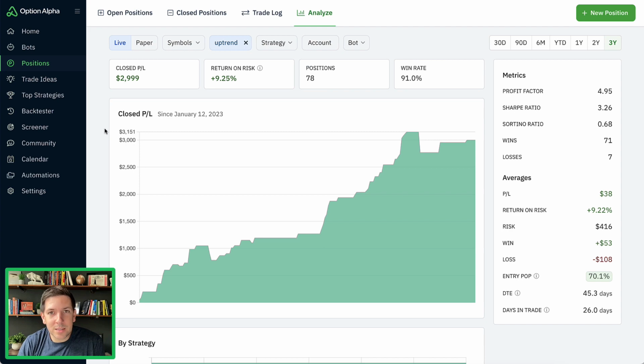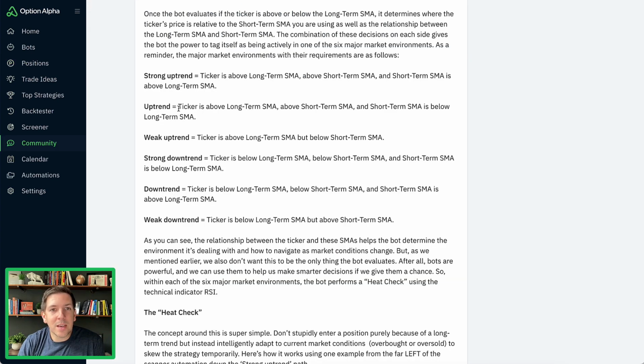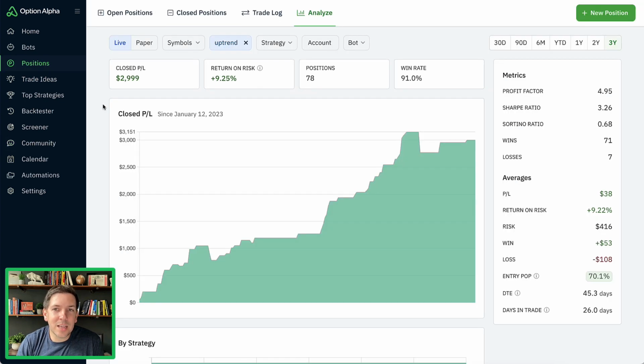Regular uptrend did really nice. Not too many positions in this case for regular uptrend. This is the ticker above the long term, above the short term, but the short term is below the long term. So it hasn't quite gotten to that strong uptrend. I guess you could say the super strong uptrend, but really nice. This contributed a lot to the portfolio.